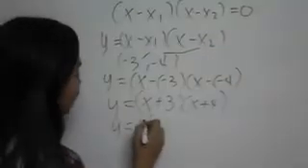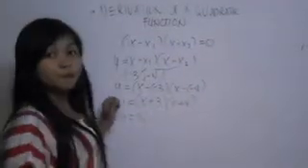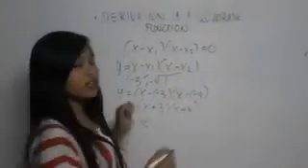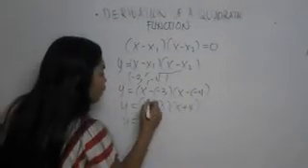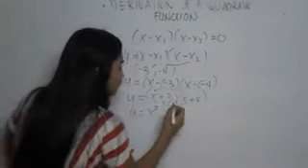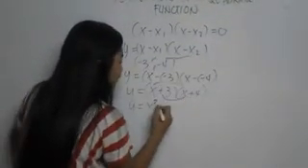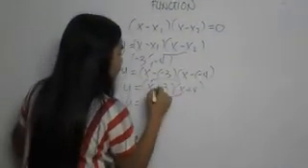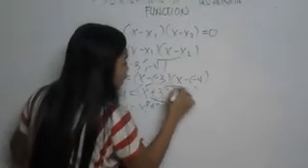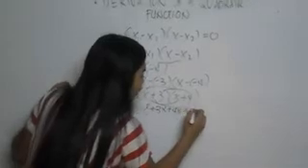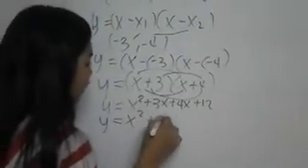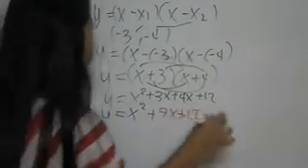So I will solve it to make it a quadratic equation. x times x is x squared, 3 times x is positive 3x, then x times 4 is 4x, then 3 times 4 is 12. Then y is equal to x squared plus 7x plus 12.